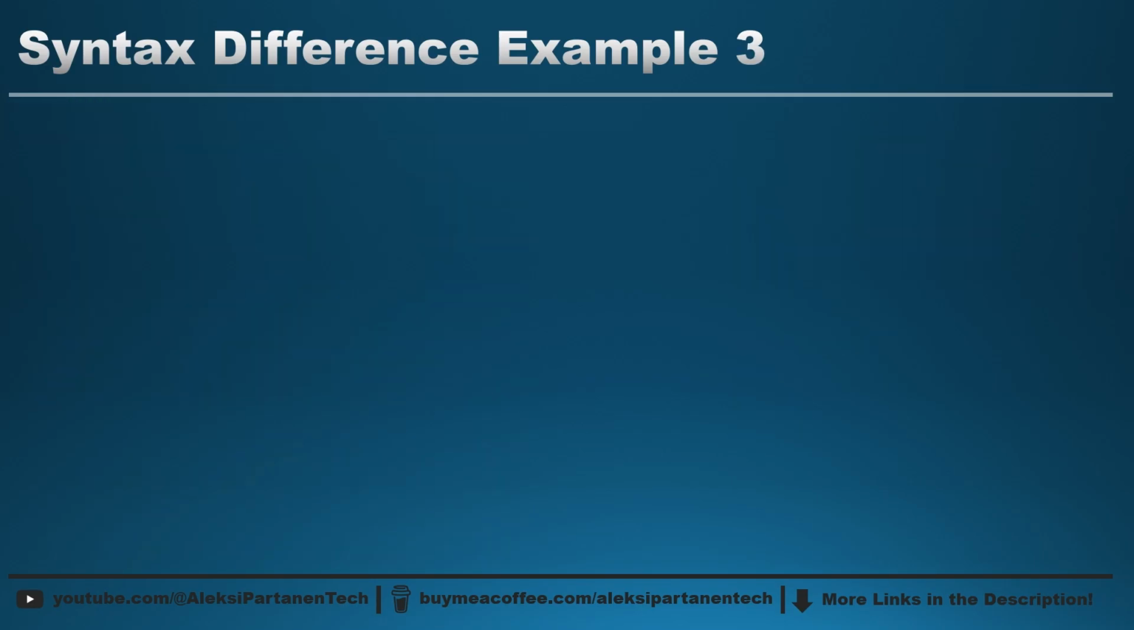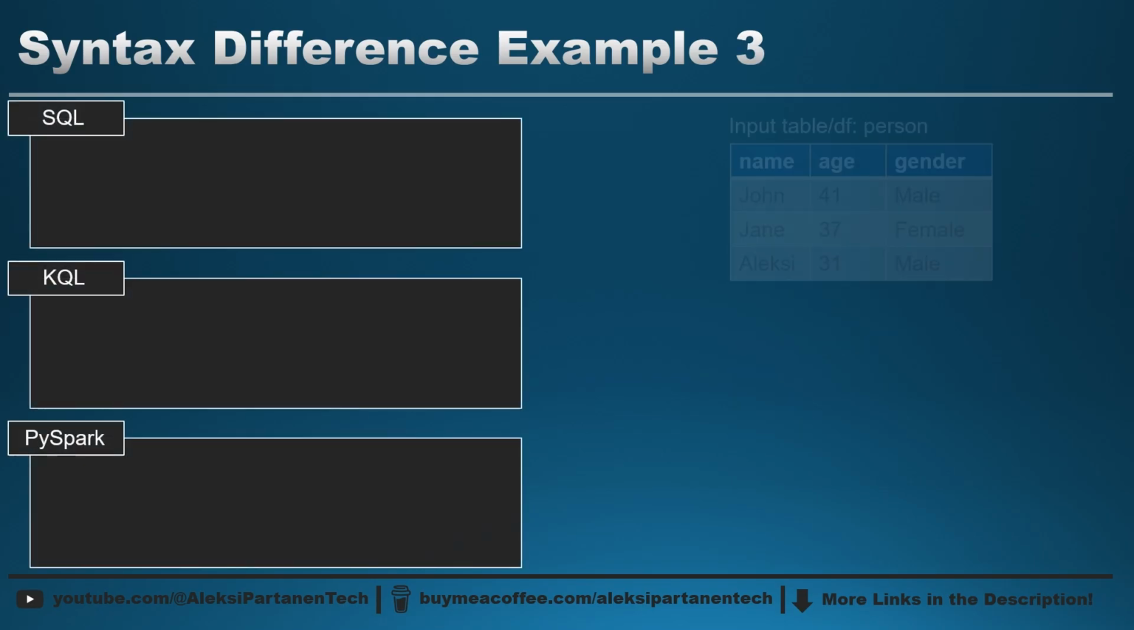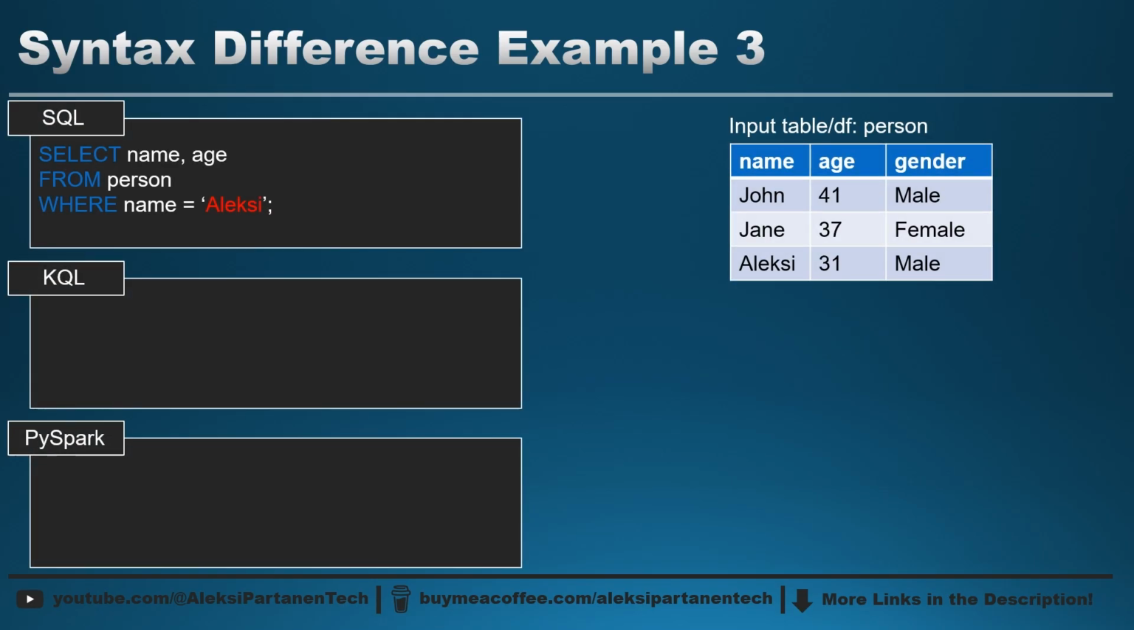Let's continue to talk about filtering data with these languages. With SQL, we can filter the data by using where statement, and for it we can, for example, say that we want only the rows where name equals Aleksi. This will then produce an output where we have only one row with the columns name and age that we specified in the select statement.